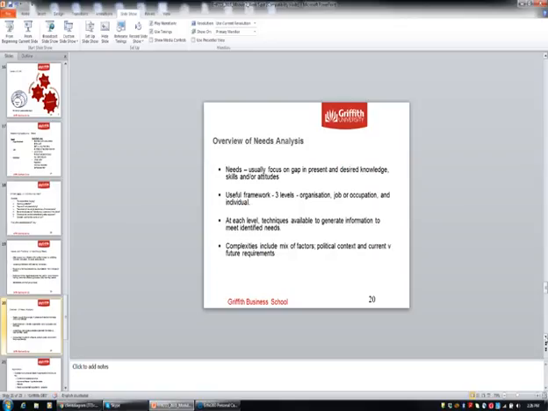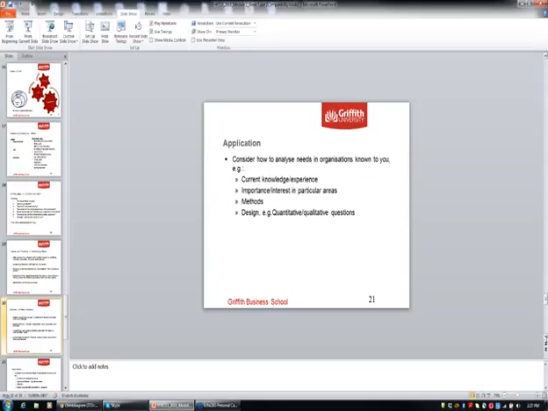So different techniques are needed to generate information to meet the needs, and there is a complex mix of factors: the political context, current and future requirements, that all come into the mix and address that question of, well, why isn't training needs analysis or development needs analysis done well a lot of the time. These are some of the reasons.